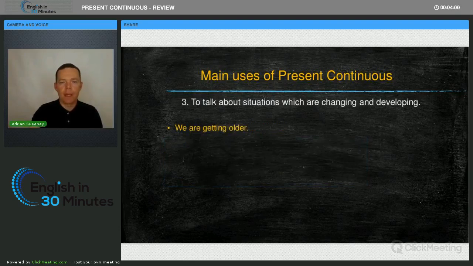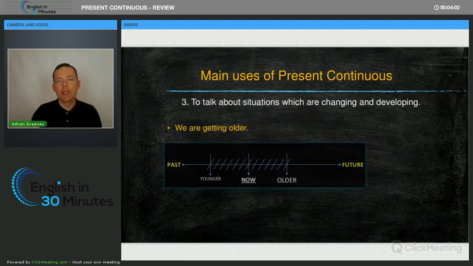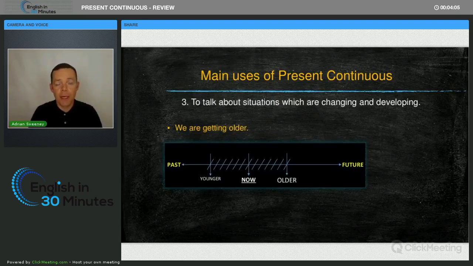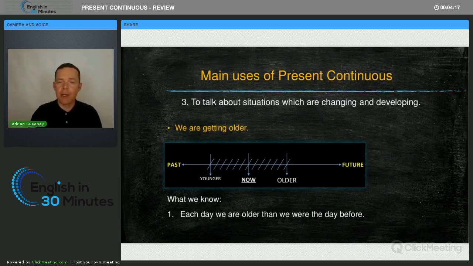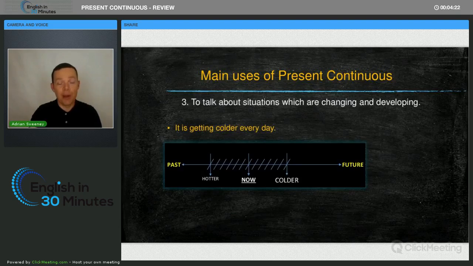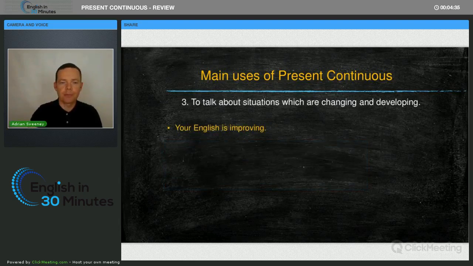Main use number 3. This is for situations which are changing and developing. So, for example, we are getting older every day, older and older. So this is a continually or continuously changing and developing situation. What do we know? Each day we are older than we were the day before. Another one is getting colder every day. It is getting colder every day. In Brighton, where I live, it's nearly the end of November, so every day is colder than the day before.